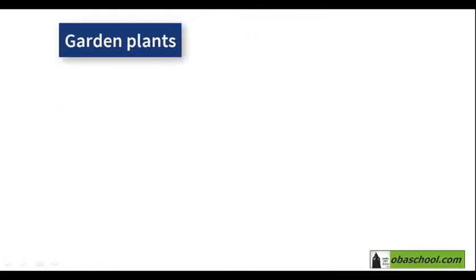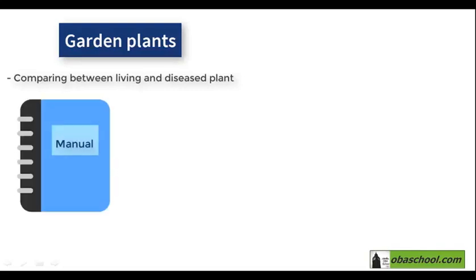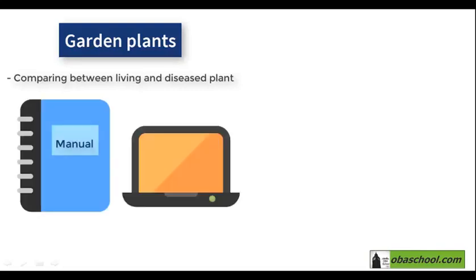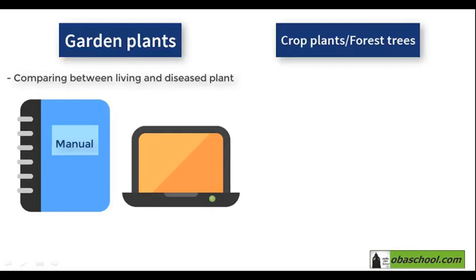Diseases in garden plants may be identified by comparing the symptoms in the living plant with the diseased plant through a gardening manual, or we can do this online. When the symptoms of disease occur in crop plants or forest trees, experts might need to visit the field or the woodland to observe the symptoms in their natural environment.